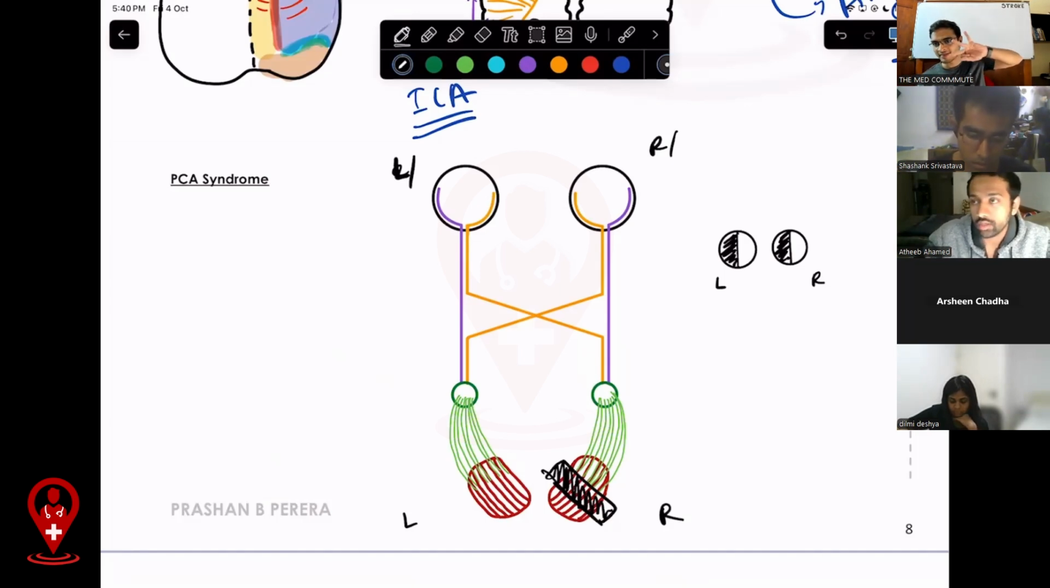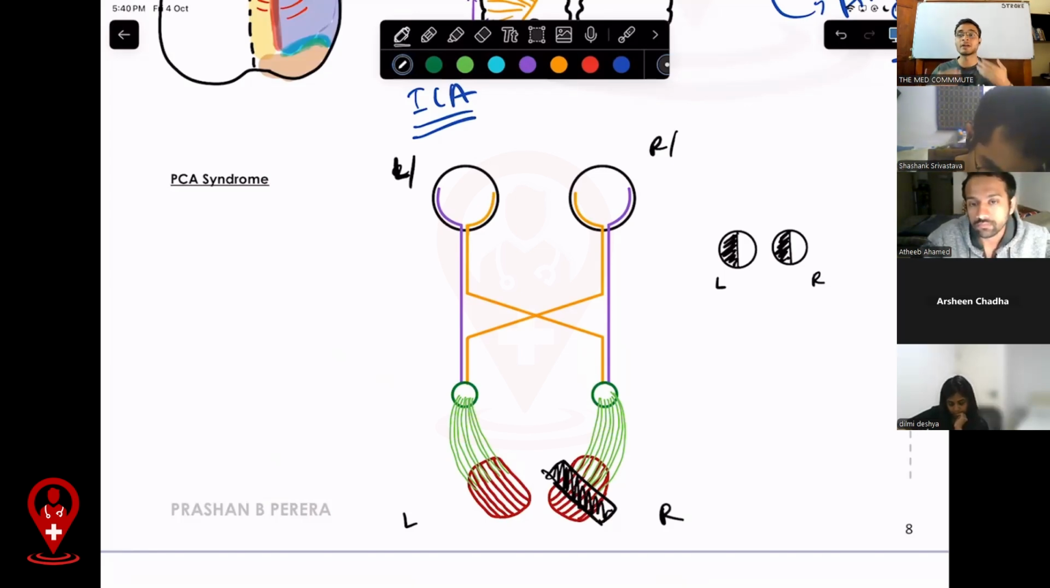ACA, MCA, and the internal carotids, right? This is our anterior circulation. What is our posterior circulation? Our PCA, the basilar artery, and the vertebral artery. Yeah, that is our PCA strokes, right? Posterior circulation, so you'll see vertebral artery and basilar artery is also there.